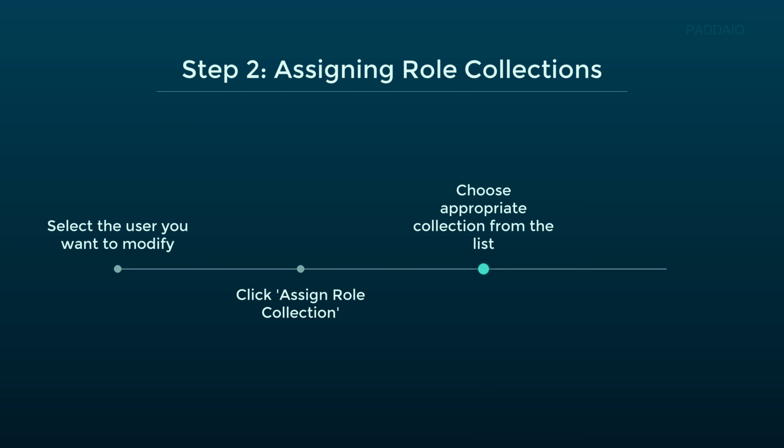Choose the appropriate collection from the list. This means selecting the exact set of permissions a user needs for their job. For example, assign the Business Application Studio Developer collection to a developer so they can build applications. This precise selection ensures users have necessary access without extra privileges.